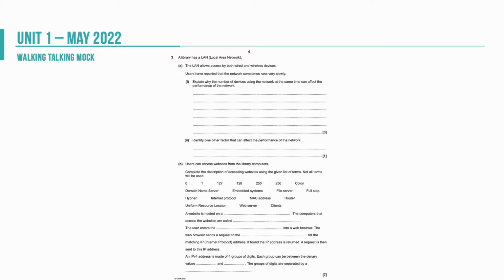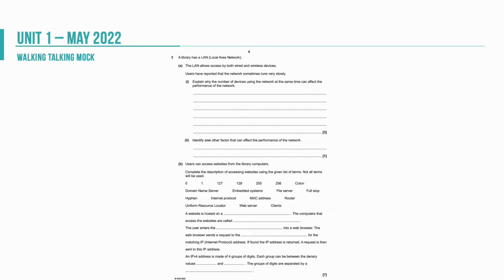So we've then moved on to a section of the paper around networks, and particularly local area networks in the first part of the question. I'm being asked to explain why the number of devices using the network at the same time can affect performance. Now the pitfall here is that most students don't get 3 marks. You might get 1 or 2 marks, but getting 3 marks is quite difficult. You need to make 3 distinct points.